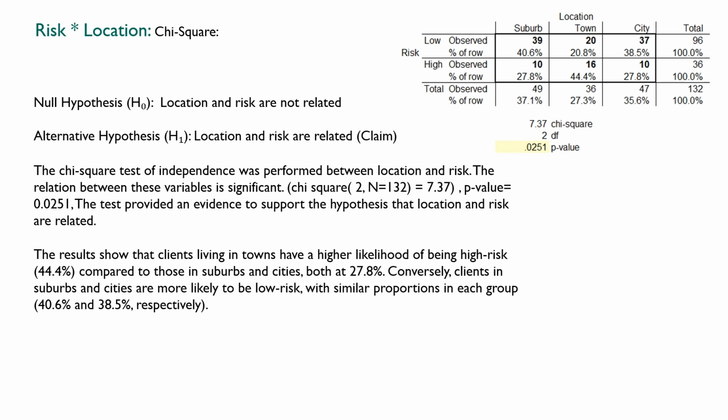Moving on to the next hypothesis, which is risk versus location. The claim here is location and risk are related. The chi-square test of independence was performed between location and risk. The relation between these variables is significant, with p-value equal to 0.0251. The test provided evidence to support the hypothesis that location and risk are related. The results show that clients living in towns have a higher likelihood of being high risk compared to those in suburbs and cities, both at 27.8%. Conversely, clients in suburbs and cities are more likely to be low risk, with similar proportions in each group.